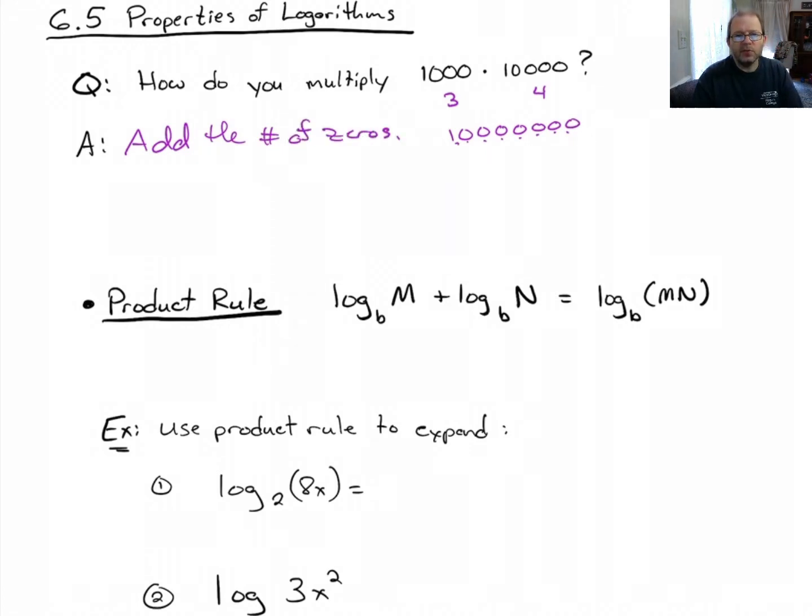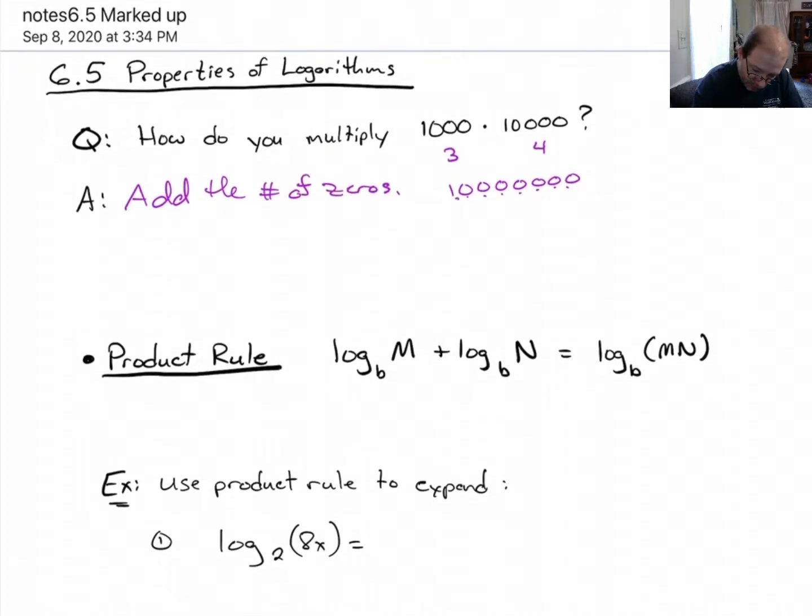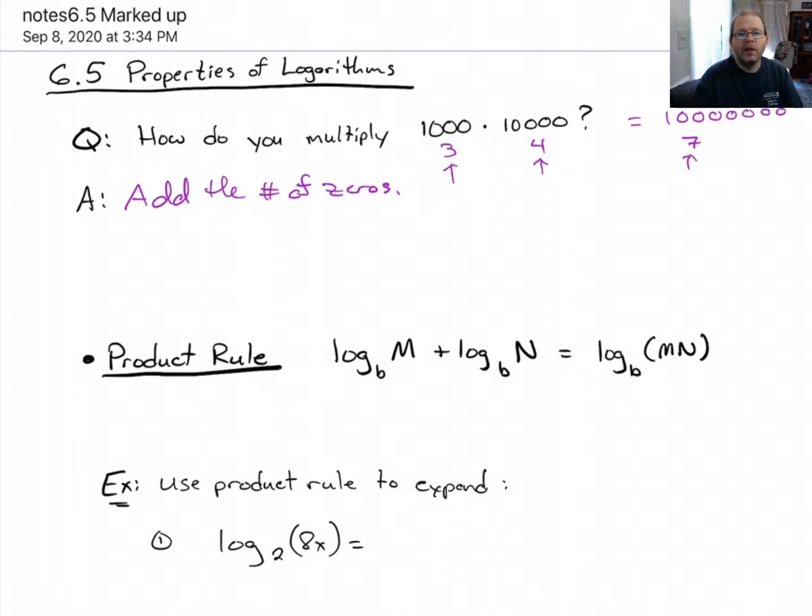And really, when we do this, we're using logarithms. Because what's going on here is, let me erase this. You've got 3 zeros here, 4 zeros there. When we multiply it together, we get 7 zeros. Well, if you look at it, these numbers here in purple, 3, 4, and 7, those are the base 10 logs of those numbers above. And that's an example of using what's called the product rule for logs.